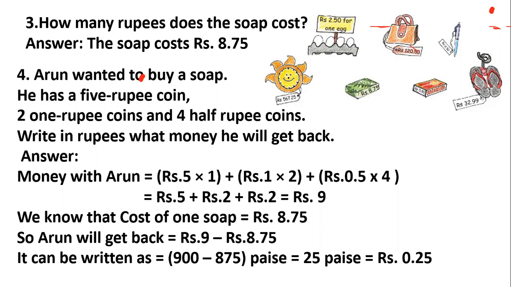See, detailed calculation I mentioned there. Money with Arun: 5 rupees 1 coin, 1 rupee 2 coins, 50 paise 4 coins. All together it is 8 rupees 75 paise. 8 rupees 75 paise means 875. From 900, 875 we subtract, we will get 25 paise.